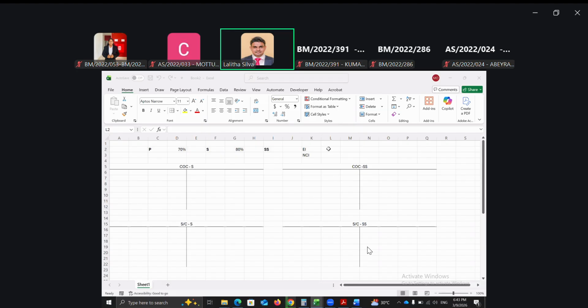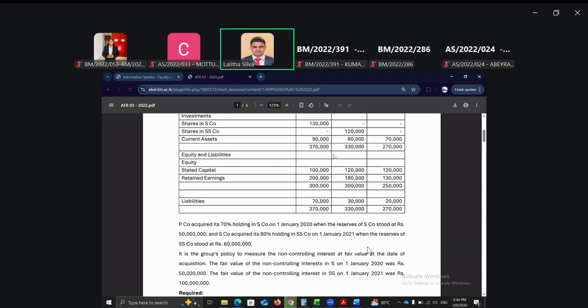NCI: 70% of 80% is 56%. The effective interest is 56%, therefore the NCI is 44%. Then we look at the investments.